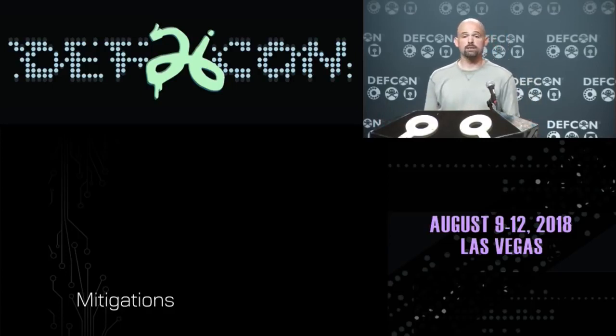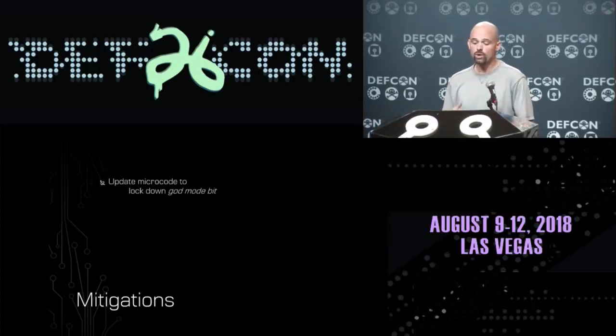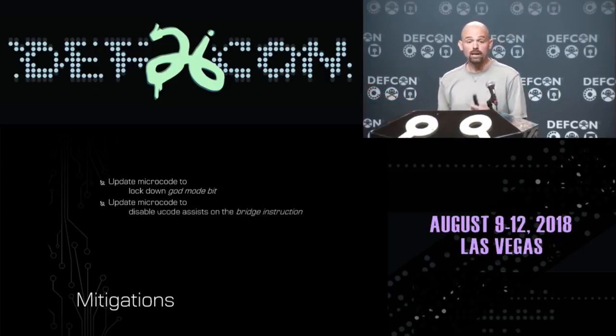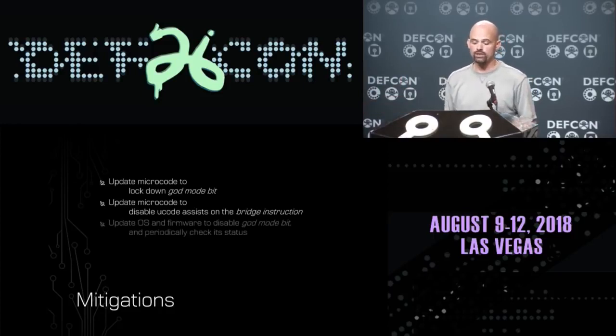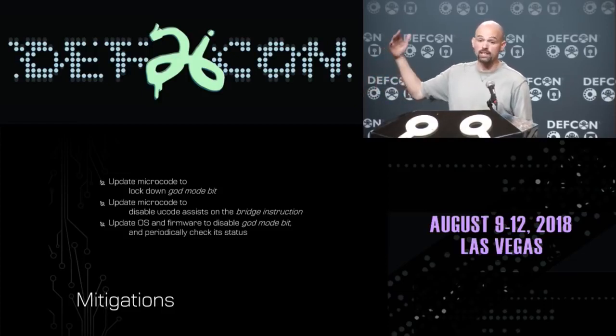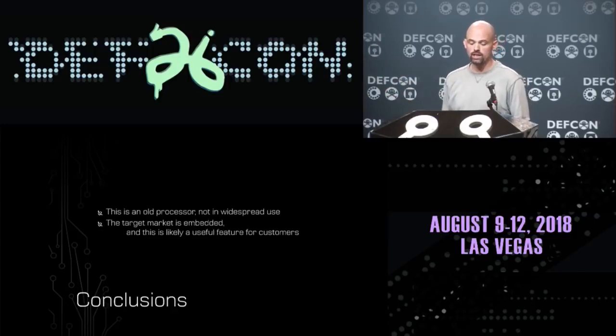But there are mitigations. None of them are great, but there are opportunities here. So one is we could update the processor microcode in order to lock down the God mode bit. Just don't let people set the God mode bit to begin with. We could update the microcode in order to disable any ucode assists on the bridge instruction so that you couldn't send instructions over to that RISC core. You could update the operating system and firmware in order to disable the God mode bit during boots and then periodically make sure that that bit has stayed off, that nobody's enabled the backdoor.